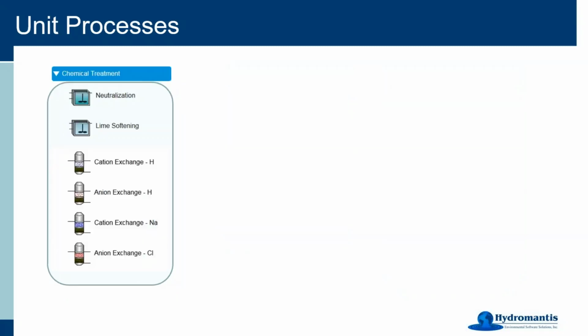So with respect to the chemical treatment, at present we have a neutralization tank, lime softening reactor, and some of the ion exchangers that you will find. So there are strong acid and weak acid kinds of ion exchangers. So we have both of them, the strong and the weak resins.